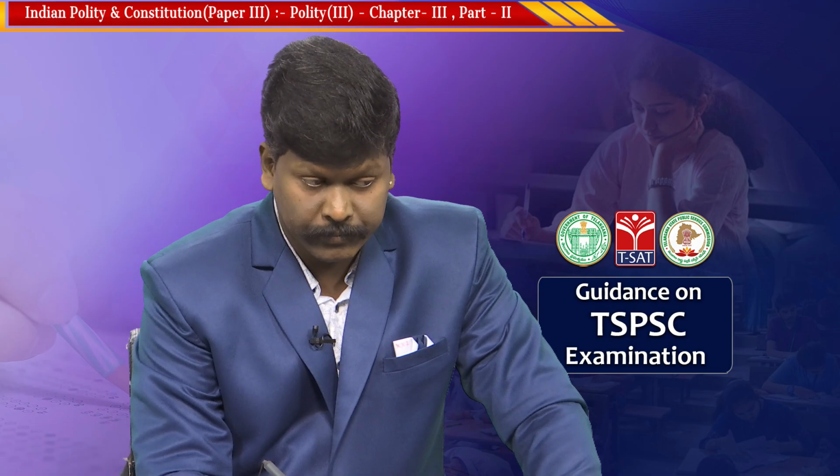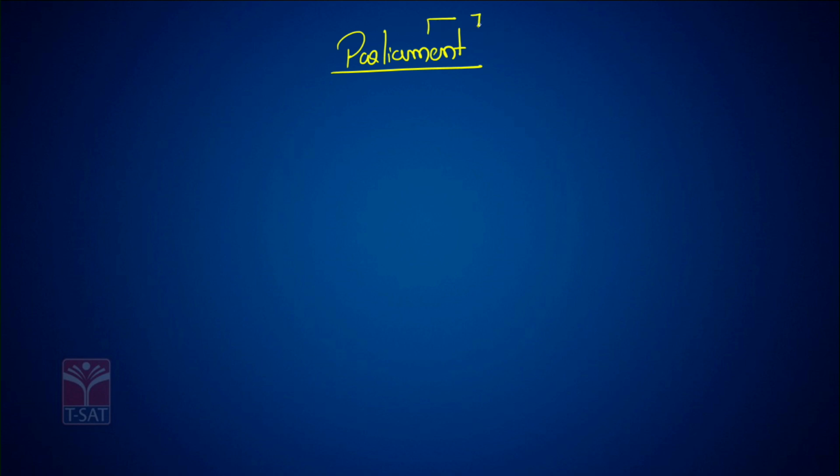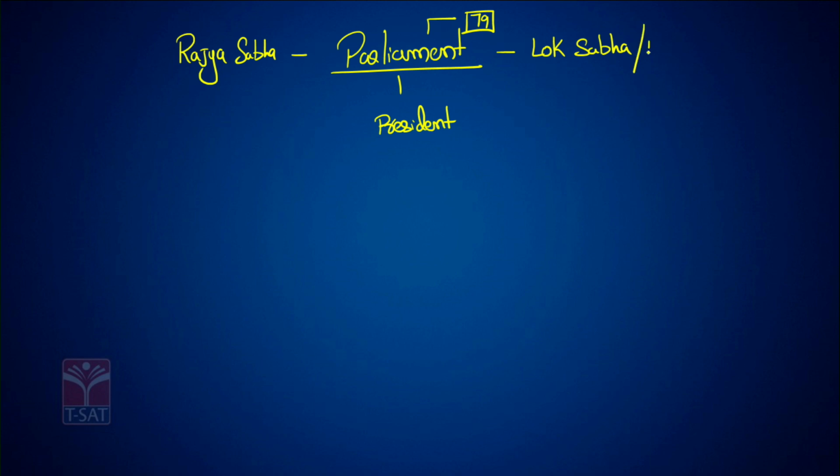Parliament. Article 79 of the Constitution defines Parliament. According to Article 79, Parliament consists of Lok Sabha, Rajya Sabha and President of India. Lok Sabha is also called House of People or Lower House. Rajya Sabha is also called Council of States or Upper House.